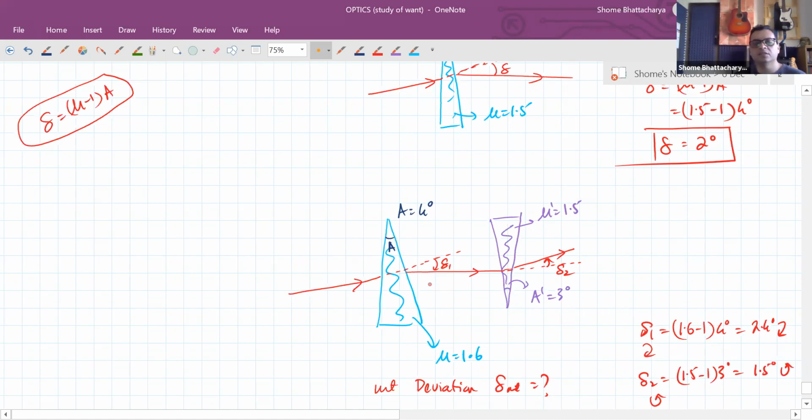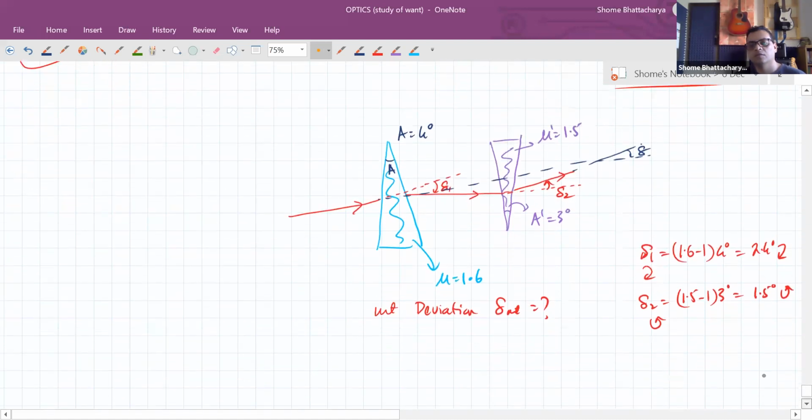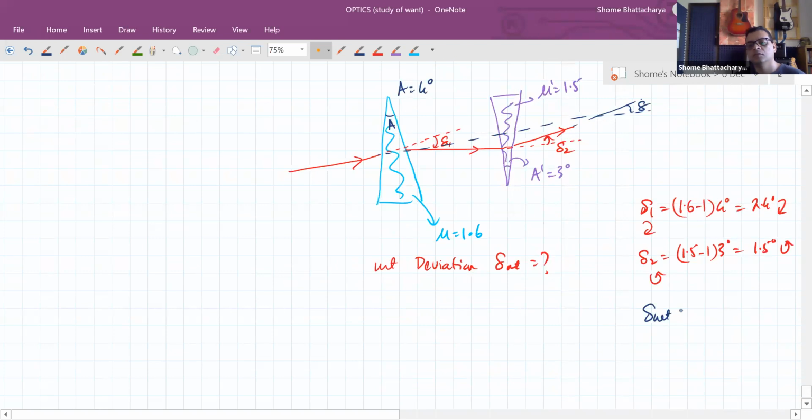So the net deviation now, okay, so if we produce this ray forward and this ray backwards, that net deviation will be 2.4. Because this is clockwise, we'll have to put this with a minus sign, as this is opposite. So it will be 0.9 degrees clockwise.